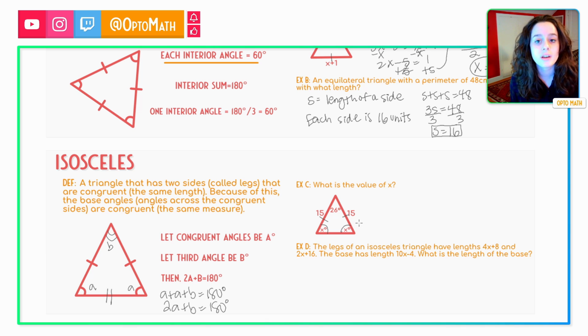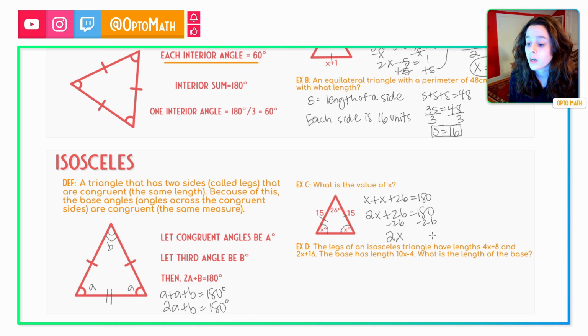The question is, what is the value of X? So what is one of these angles? What's the size of that? So we know that X plus X plus 26 equals 180 because those are interior angles. We could have also used the shortcut we discussed here and did 2X plus 26 equals 180. And now let's solve this equation. We can subtract 26 from both sides.